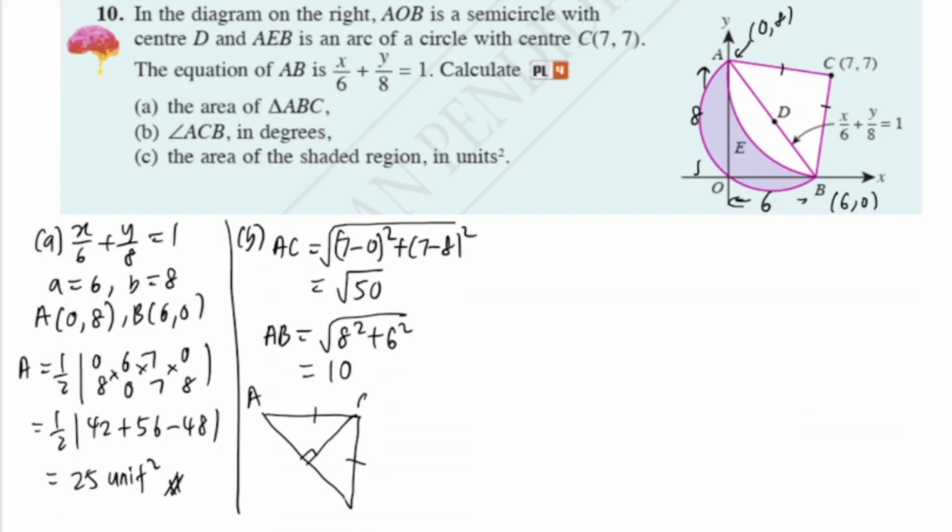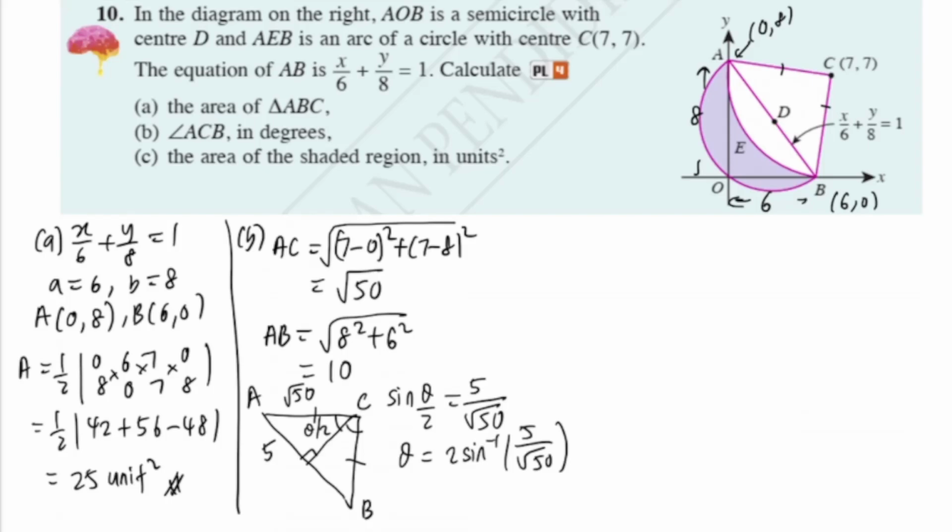So ACB in degrees, right? We know this is square root 50. This is 10, half of it is 5. So let's call ACB theta, half of it is theta over 2. So I will use sine of theta over 2 is 5 over square root 50. You have to use your calculator. So you write theta is 2 times sine inverse of 5 over square root 50. Now use your calculator in degree mode. You get 45 here. 2 times 45. Answer is 90. So this angle is 90.